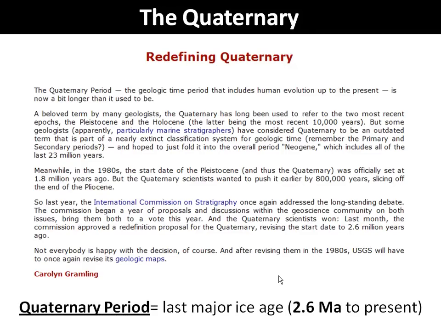So the Quaternary period is the last major ice age. This is the only time period I'm going to have you know by name. And I'm going to have you know the age of this time period as well, because it is significant to our glacial history in the upper Midwest. So we're going to be talking about the Quaternary, and you're going to see that word over and over, so you might as well become familiar with it now. So the Quaternary started 2.6 million years ago to present. You're still probably going to see the much younger date listed on maps. It hasn't been updated yet on every single map that's out there.